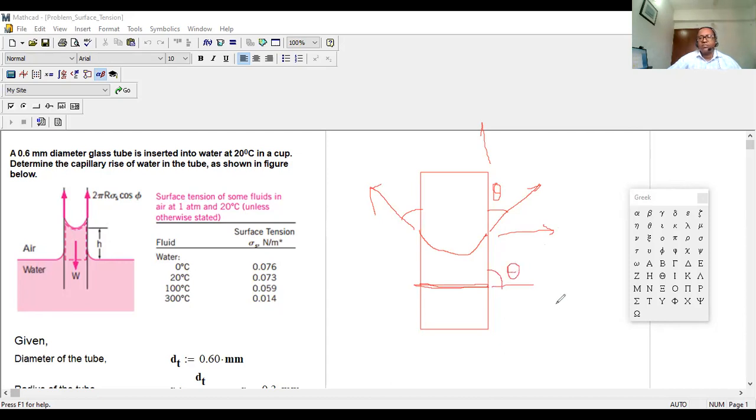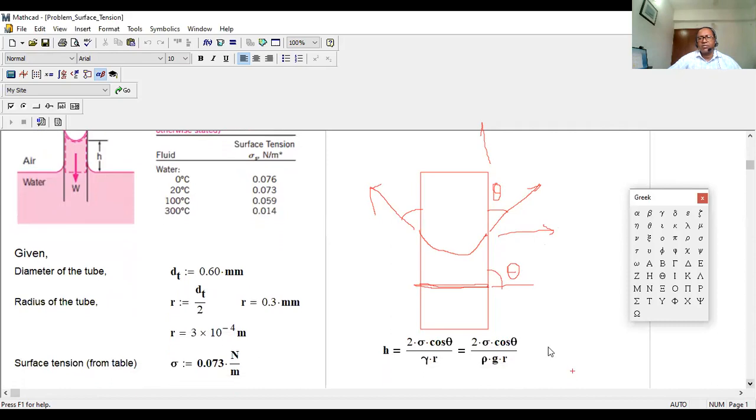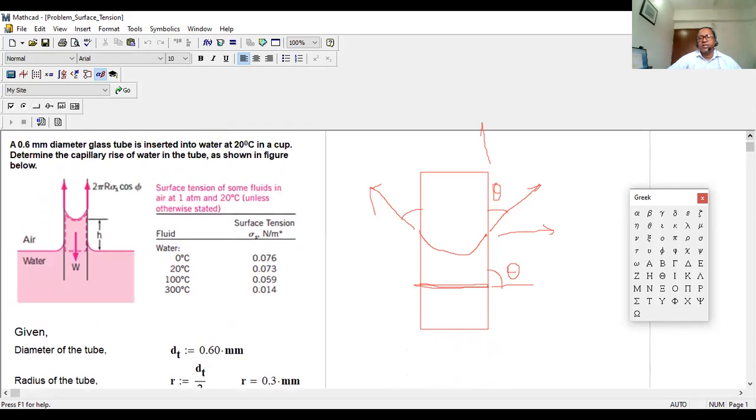And you look, if theta is 90, then cos 90 equals 0 in our formula, no height. And here you are not seeing any height. But if theta is 0, then your cos 0 will be the maximum value. Height will be maximum.